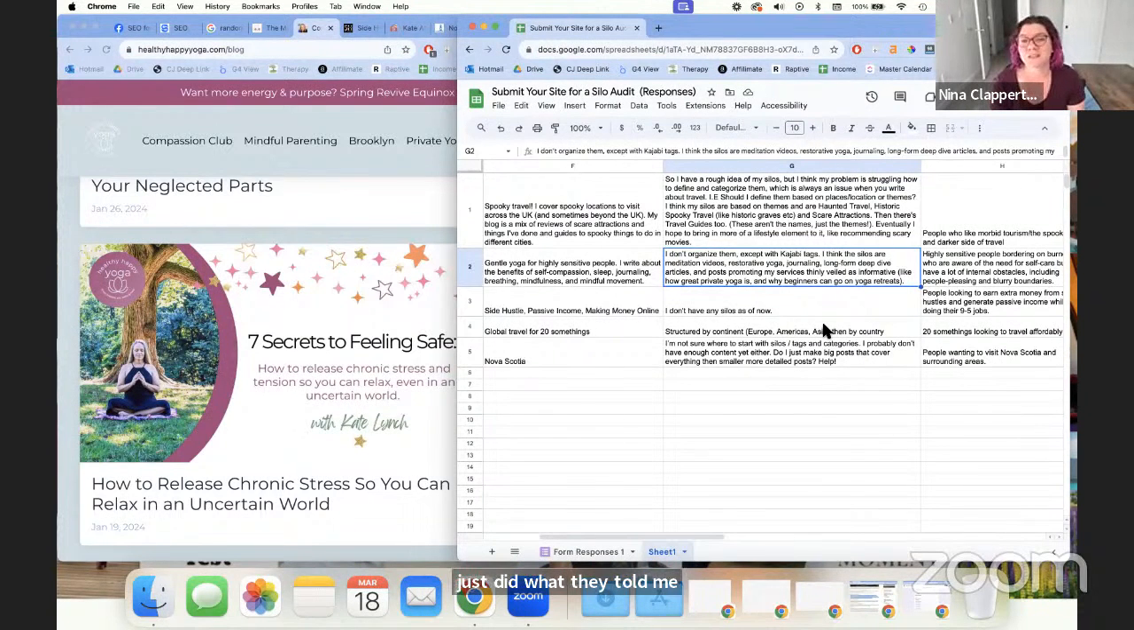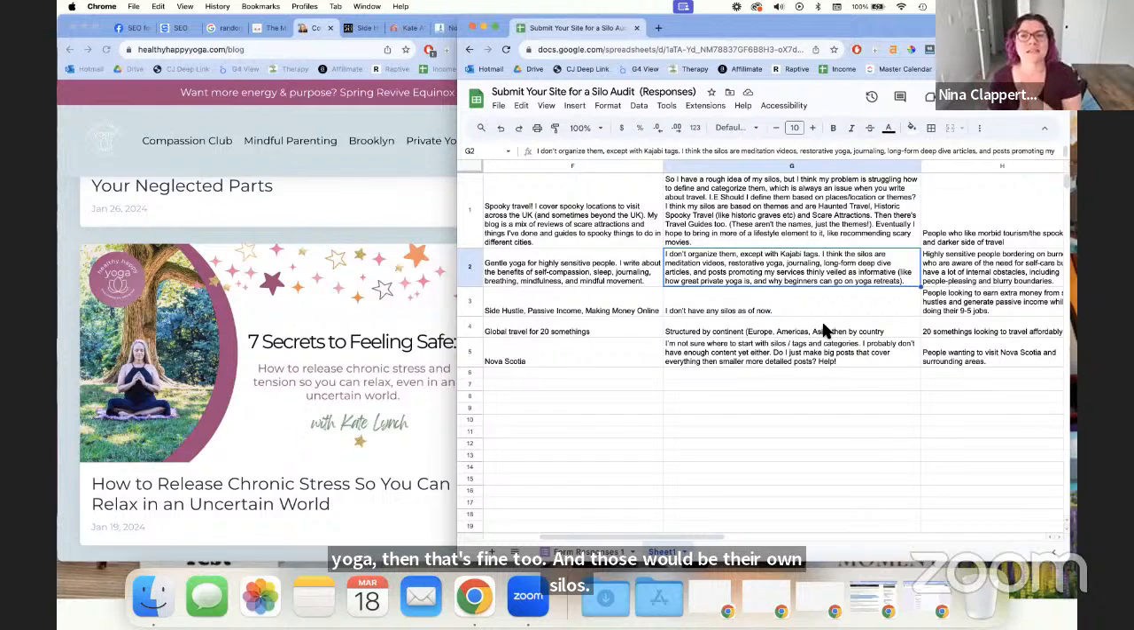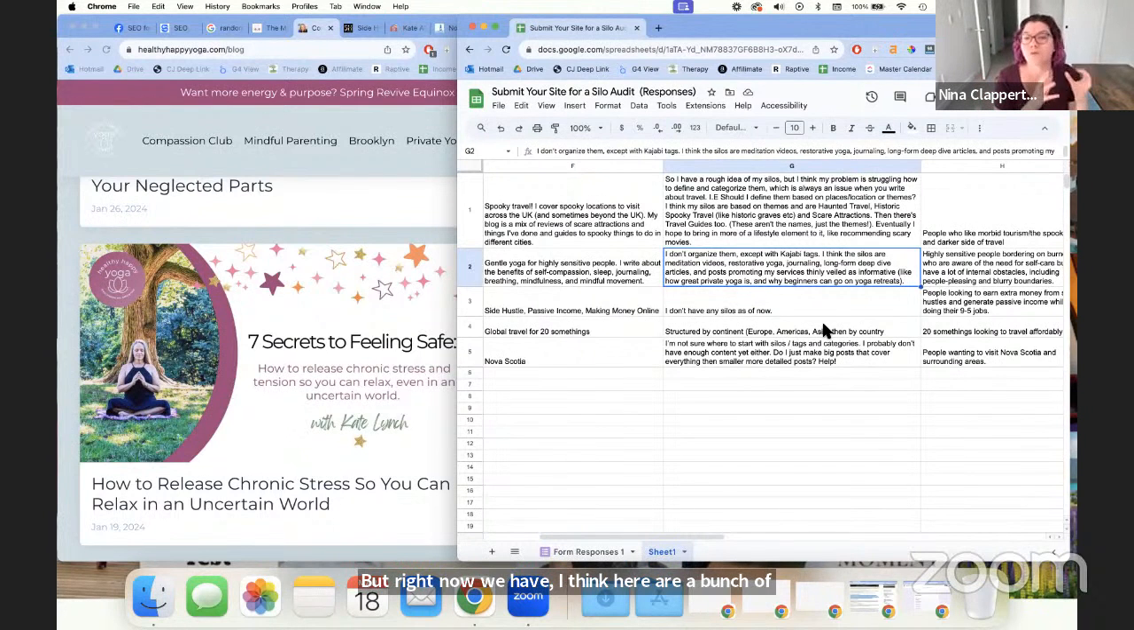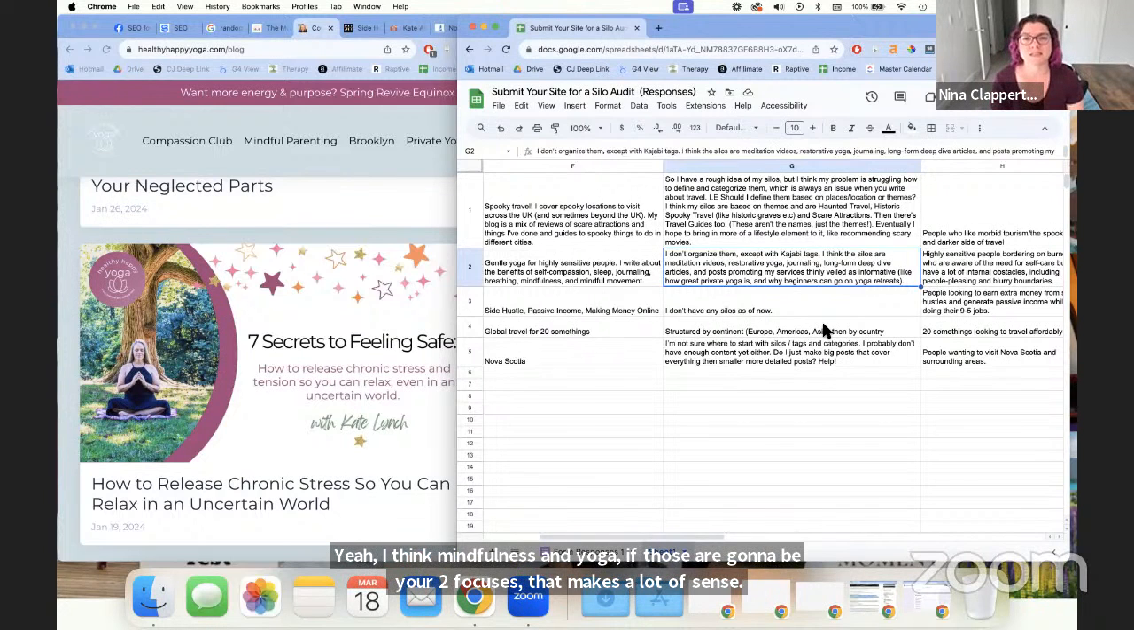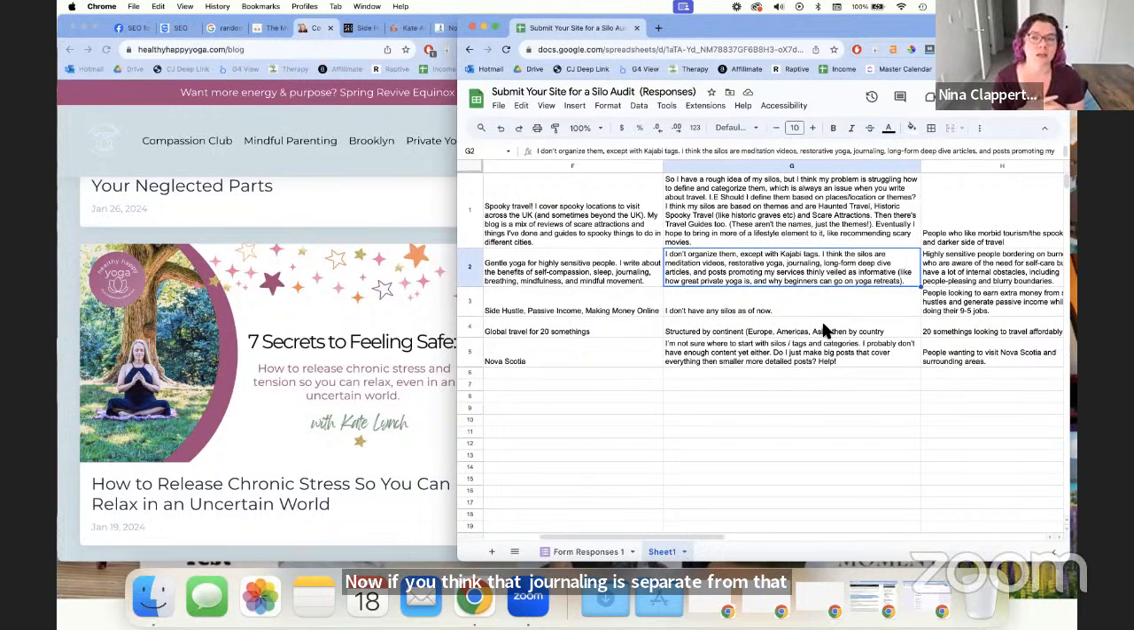If you want to break those out into different types of yoga, then that's fine too. And then those would be their own silos. But right now what we have, I think, is a bunch of clusters that we need to then silo into a bigger overarching umbrella. So I think mindfulness and yoga, if those are going to be your two focuses, that makes a lot of sense. Now, if you think that journaling is separate from that, to me, journaling is a part of my mindfulness. So I would connect those.